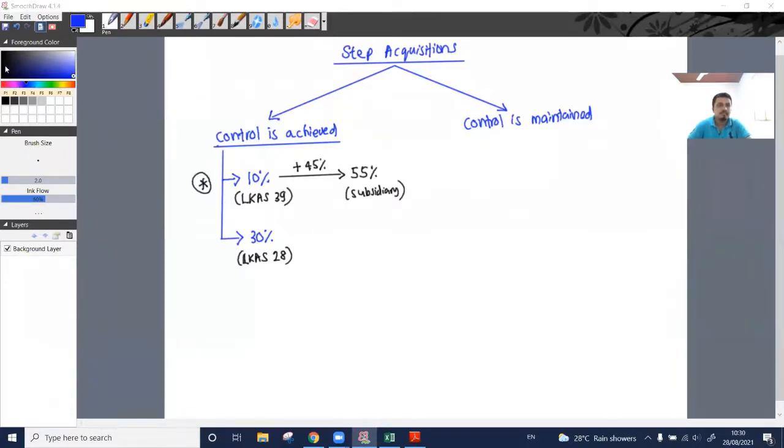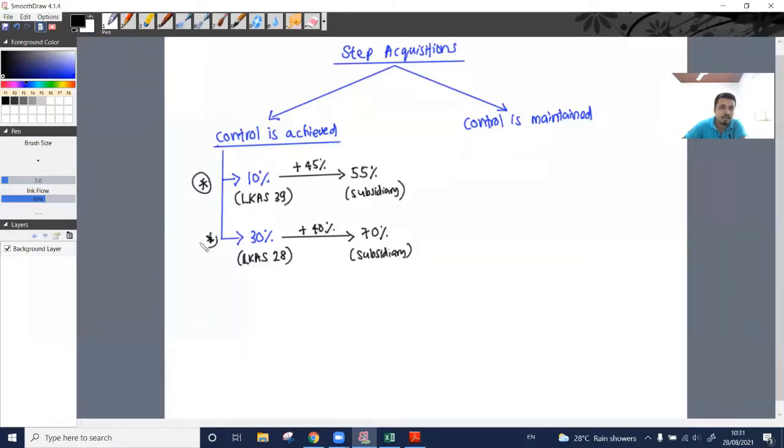Then what if we have acquired another 40% of this? If we acquire another 40% of an existing associate, what will happen? Combined, how much have we acquired? The combined percentage should be 40% plus 30%, that is 70%. Now we have control over 70% of the equity shares of the company. We have acquired more than 50%, so this again becomes a subsidiary for us. Earlier it was an investment in associate for us. Because of the further acquisition, it has become a subsidiary.